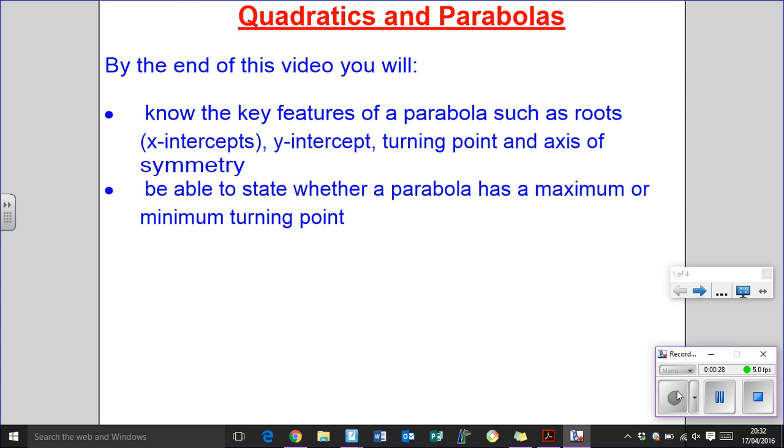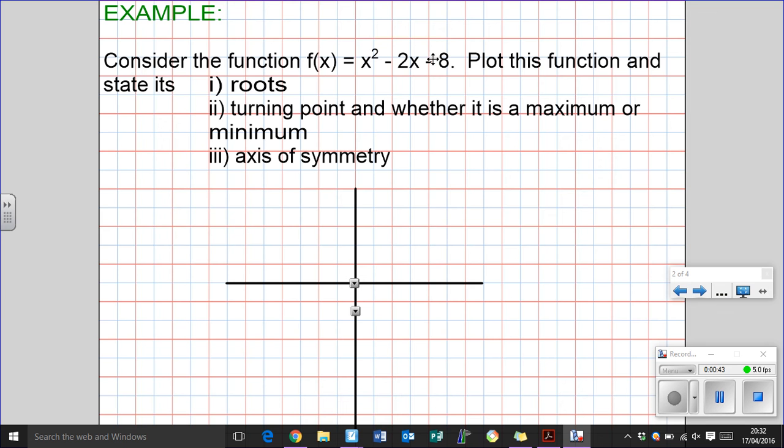Okay, and these features that we're discussing here are essential for when we want to sketch parabolas, and we want to do that as quickly and as efficiently as possible. Okay, so consider the function f of x equals x squared minus 2x minus 8. Plot this function and state its roots, turning point, and whether it's a maximum or minimum, and axis of symmetry.